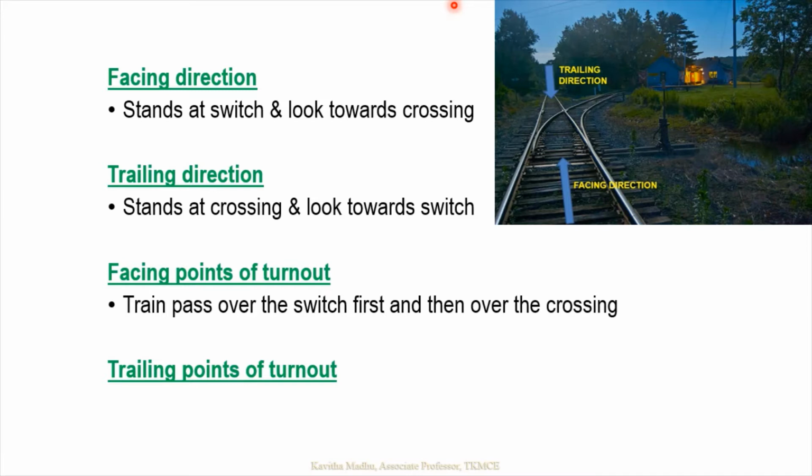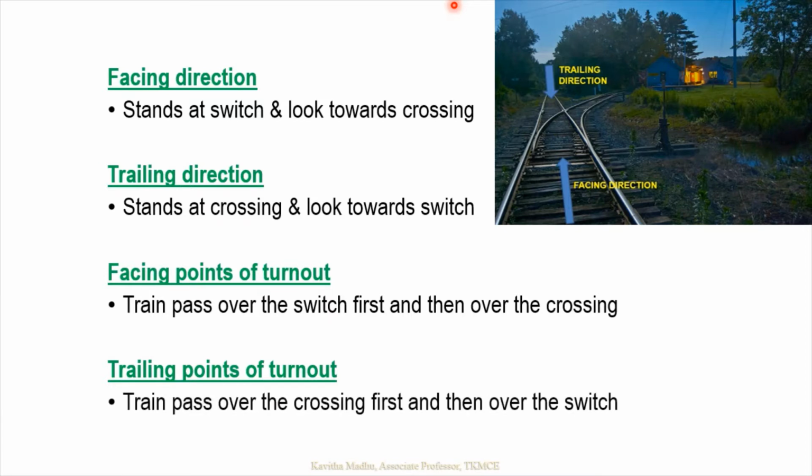These are important to specify when the direction of movement of train is reserved for the facing direction. The next is trailing points of turnout, those on the opposite side of facing points, in which the train passes over the crossing first and then over the switch. These are important to specify when the direction of movement of train is reserved for the trailing direction only.